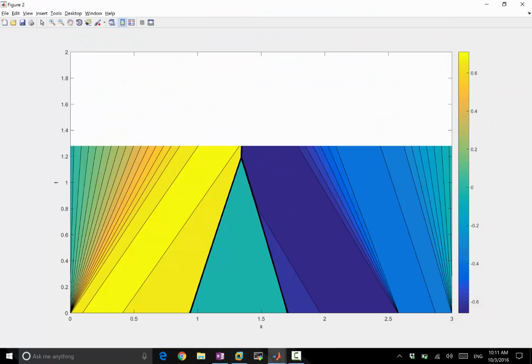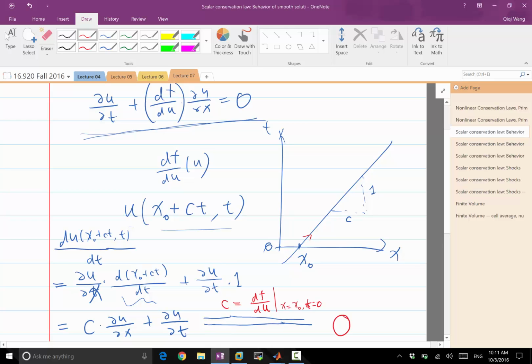And that is why we see a lot of straight lines on this contour. A contour is a line on which the value of a solution holds constant. And these contours are characterized by these lines, x equal to x naught plus ct. You can either write x equal to x naught plus ct, or you can write x minus ct equal to constant. Either way is fine. If x minus ct is a constant, that also represents that straight line.